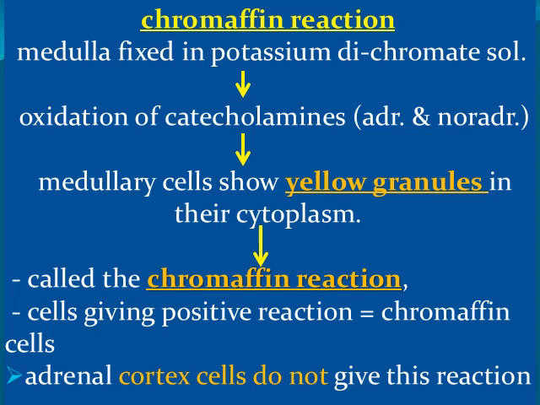Chromaffin reaction: when the medulla is fixed in potassium dichromate solution, oxidation of catecholamines occurs. As a result, medullary cells show yellow granules in their cytoplasm, and this reaction is called the chromaffin reaction. Cells giving a positive reaction are called chromaffin cells. The adrenal cortex cells do not give this chromaffin reaction.